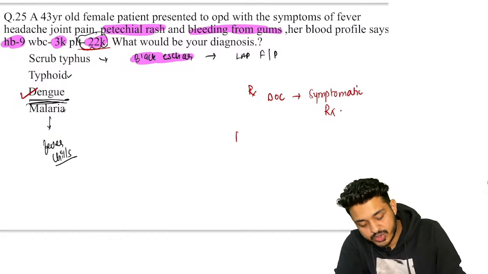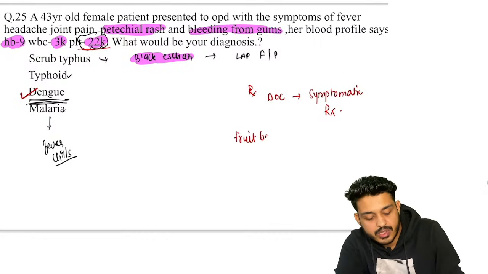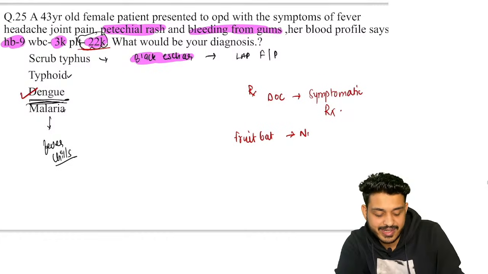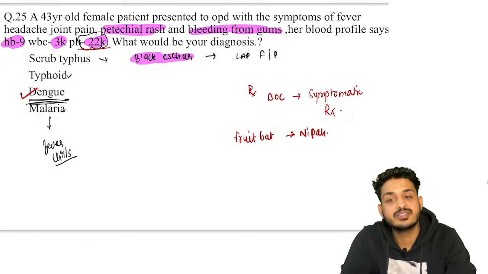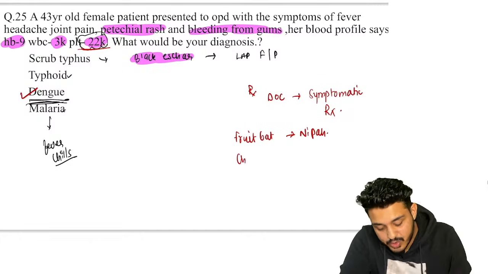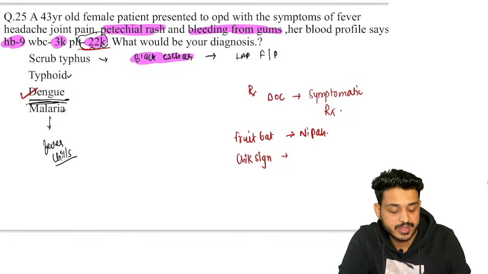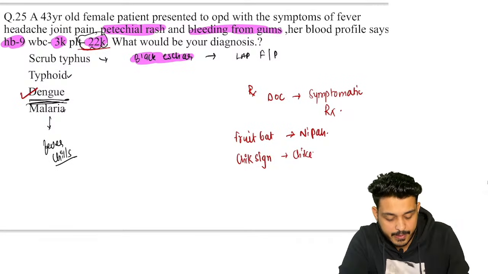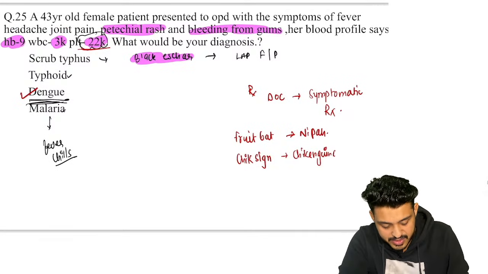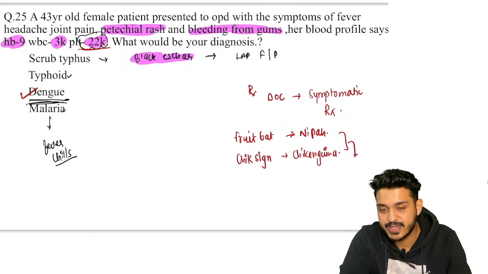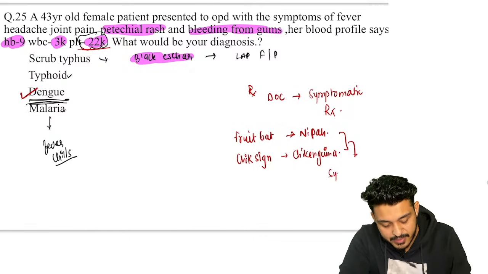If they give you a question of fruit bat, you have to think about what? Nipah virus. What is the treatment? Symptomatic treatment. If they give you a chick sign, there is hyperpigmentation on the nose, you have to think about what? Chikungunya, right? Or we will have another session for this on the Telegram where we will be discussing the treatment. Remember what? Symptomatic, beta.